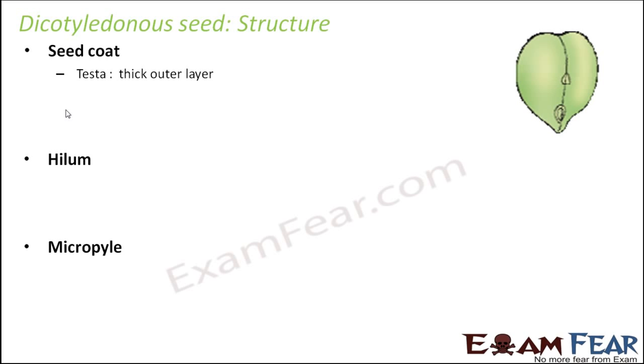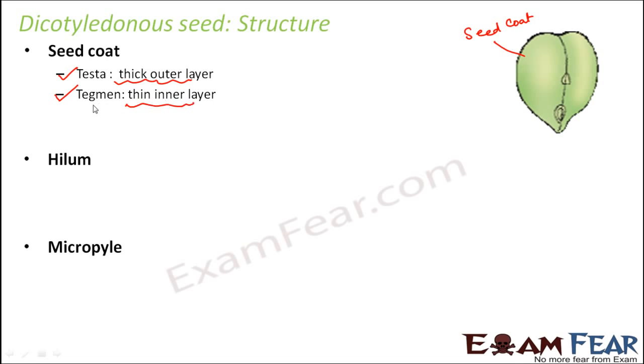So what is a seed coat? Seed coat is the outer layer. Now even in seed coat we have two different layers. So one seed coat is actually made up of two layers. The outer layer is called testa, the inner layer is called tegmen. The outer layer is thicker, so it is the thick outer layer, and the thin inner layer is tegmen. So seed coat is made up of two layers. Outer one is testa, inner one is tegmen.